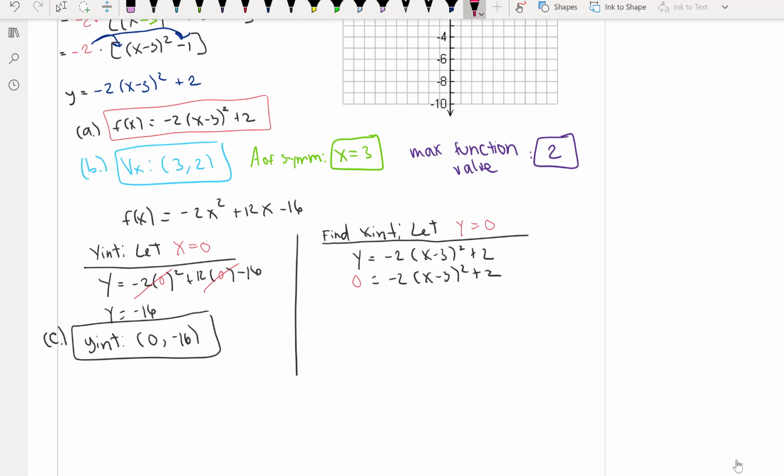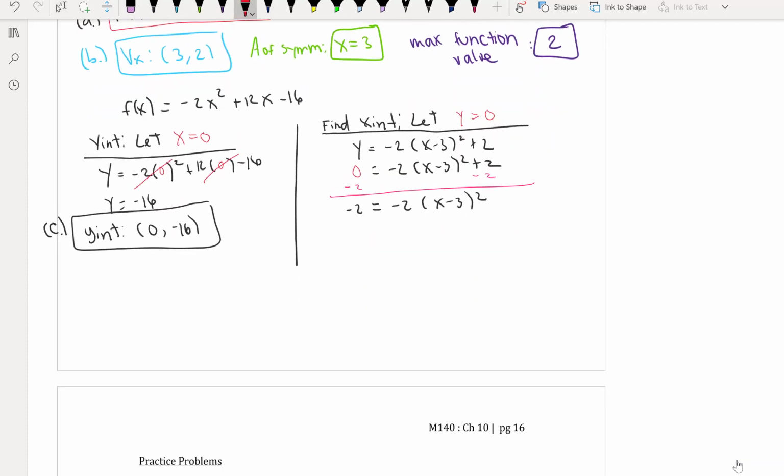So the first thing I'm going to do is subtract 2 from both sides. So that way I have negative 2 is equal to negative 2(x minus 3) squared. Since that negative 2 is being multiplied, I can divide it. So negative 2 divided by negative 2 is a positive 1. And now I have my (x minus 3) squared. Well, remember the square root principle is that whenever I have that square, I can square root both sides to get rid of it, as long as I don't forget the plus or minus. So I have plus or minus the square root of 1 is equal to x minus 3.